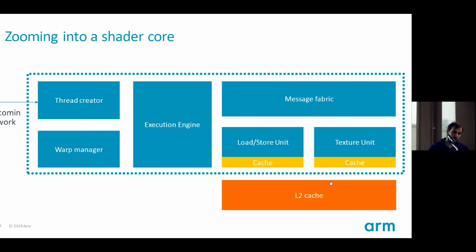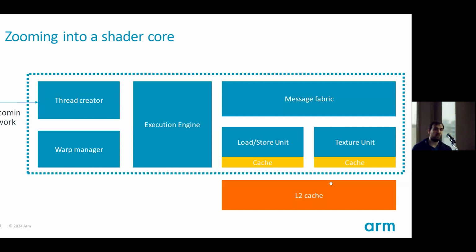If we zoom in into the shader core, we might start getting a bit more specific here. On the left hand, going into the thread creator, it's got many names, but I've picked that one for presentation. That essentially receives blocks of work and splits them up for the warp manager that handles the life cycle of a given warp. That's what schedules the warps in and out of the execution engines. And the execution engine can communicate over a message fabric with various units.